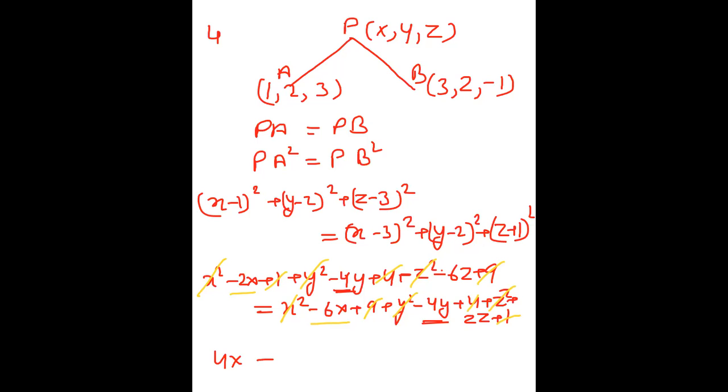and 2z will become 8z. This implies x equals 2z is the relationship between x, y, z, which is helping us to say that PA is equal to PB, and P is having coordinates as X, Y, Z. This was what we supposed in our assumption. Unknown point was X, Y, Z.